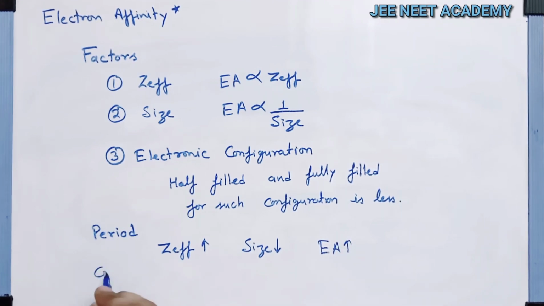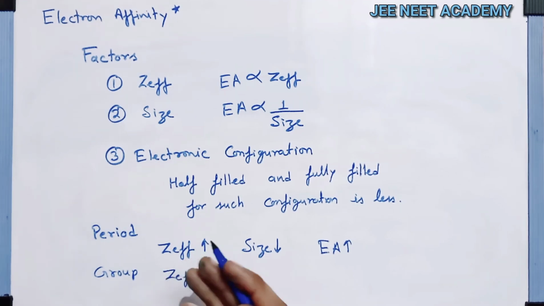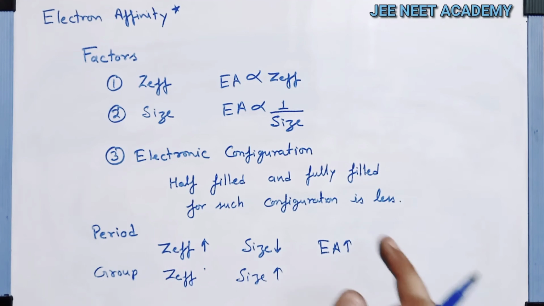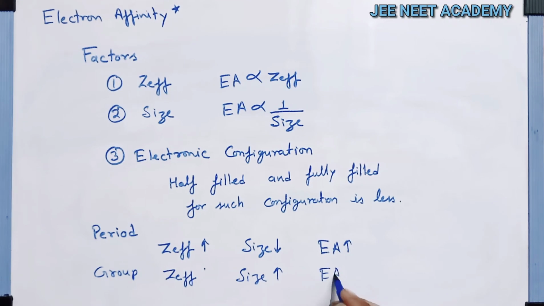In a group, Z effective is constant. Actually it is constant if you compare the numbers, but the size increases because the number of orbits is increasing, so electron affinity will decrease. So down the group, electron affinity decreases.